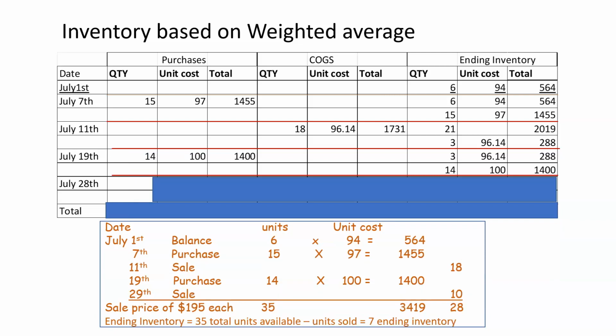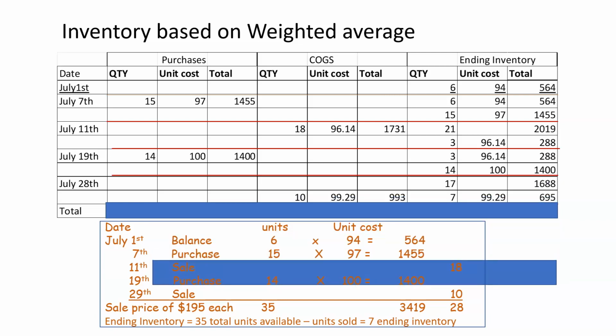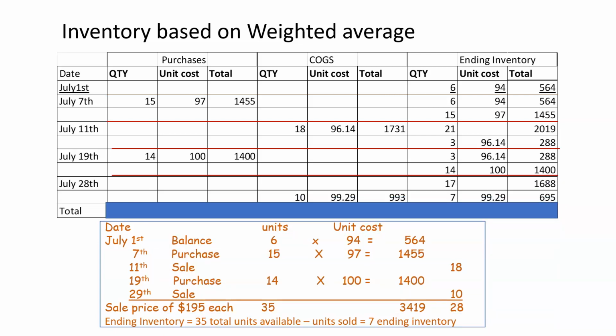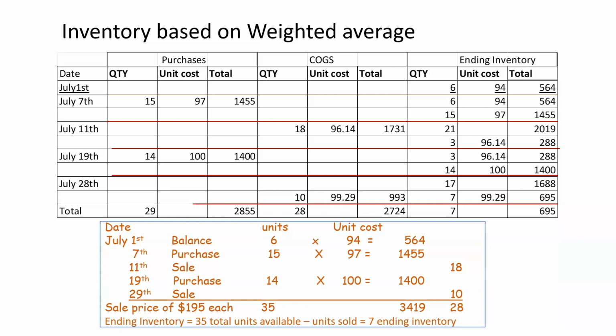Now I bought 14 at 100. Now I've got 3 at the average cost of $96.14, and I've got another 14 at $100 each. Now I'm going to have to recalculate the average cost in order to come up with the value for our 10. And they're going to be at $99.29. And that means we have an ending inventory of $695. Cost of goods sold is $27.24. Again, you do your little total there, and that helps you make sure you equal 34.19. You always want a check figure.